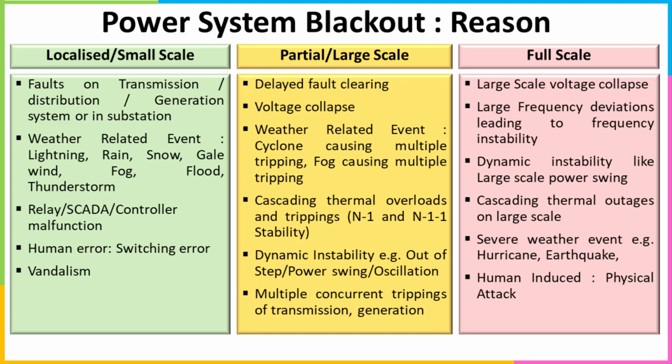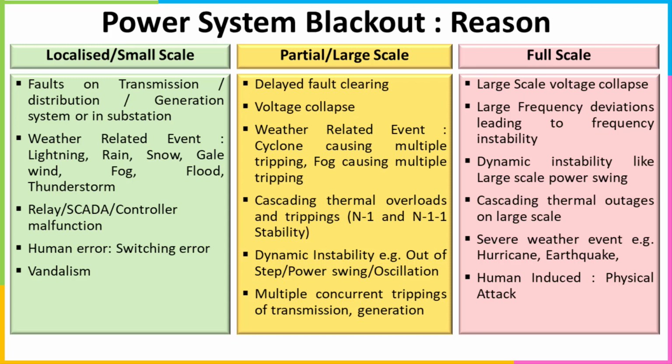At the fuller scale, a large scale voltage collapse scenario can be there. A large frequency deviation kind of event, where the frequency has dropped due to a large amount of generation tripping in the system. And again, there can be dynamic instability, because one of the major transmission lines is evacuating power from one regional grid to another regional grid, one state to another state. If those transmission lines get tripped, under that condition there can be a power swing kind of scenario.